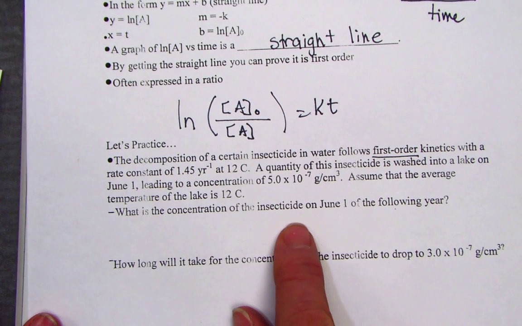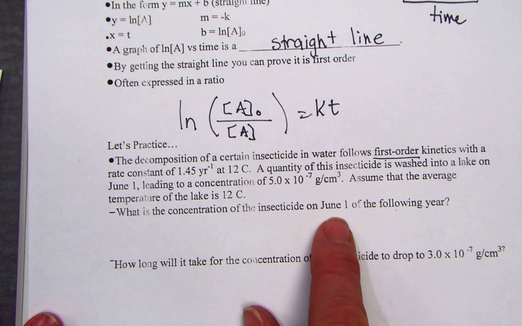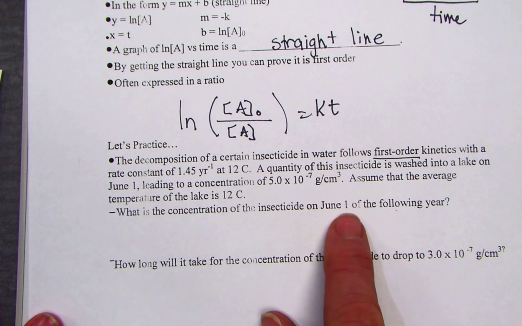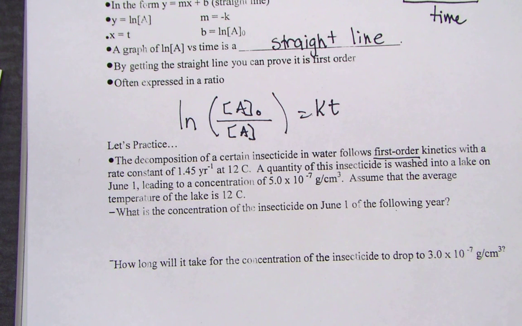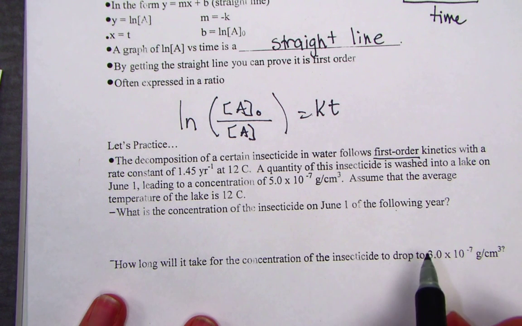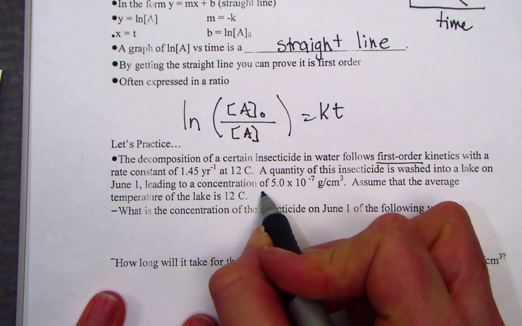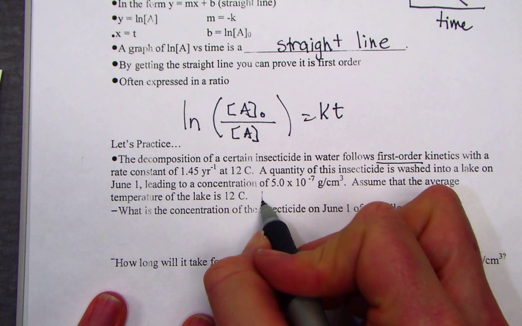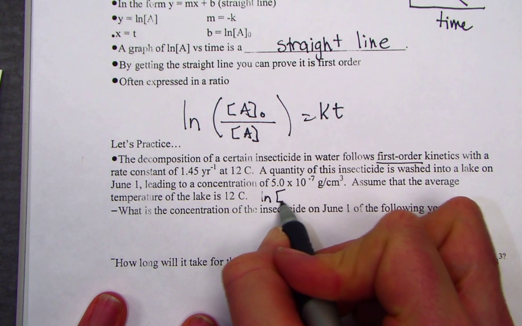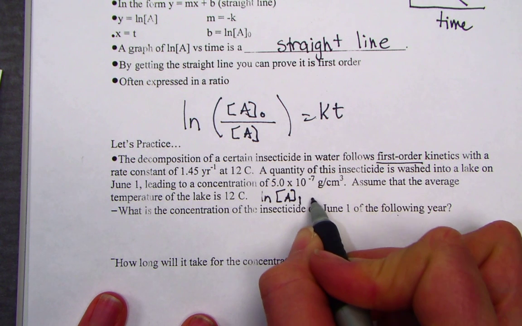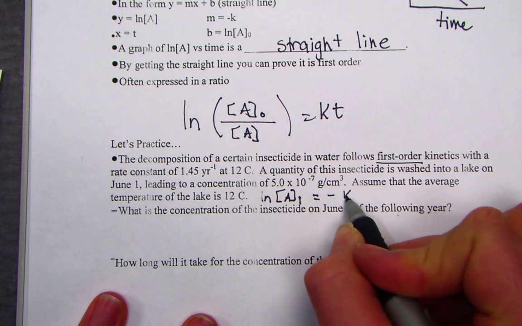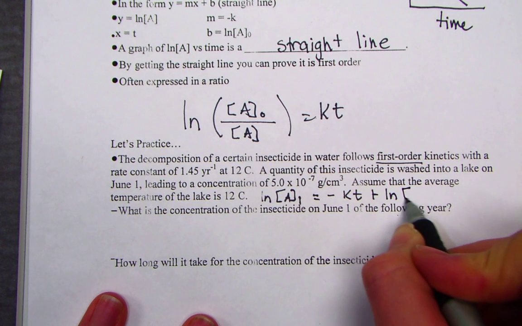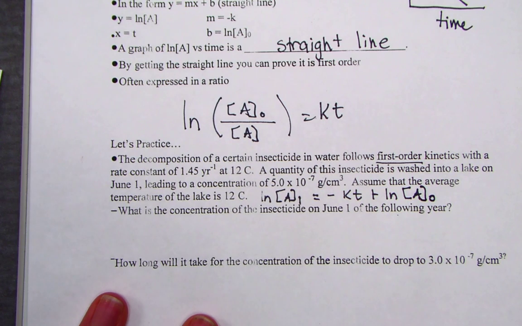Question asks, what's the concentration of the insecticide on June 1st of the following year? 1 year has gone by. How much of the insecticide is left? We know it's a first-order kinetics problem, so the formula we pull out from our formula sheet, it's asking us about the remaining concentration over a course of time for 1 year. The natural log of our insecticide, I'll call A, after 1 year, is negative KT plus the natural log of the original concentration of the insecticide.